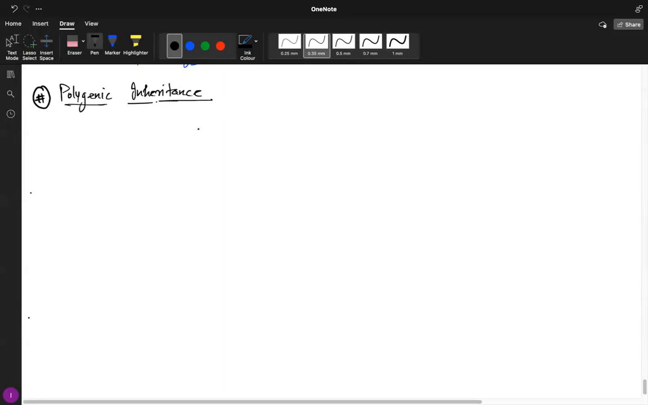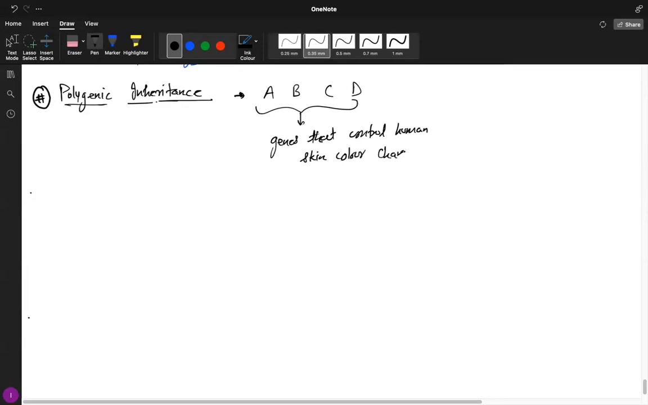So human skin color is not controlled by one single gene. It is controlled by more than one gene. For example, we figured out that there are around four to five different genes that contribute to human skin color. Let's name them A, B, C, and D. These are the four genes that control the human skin color character.